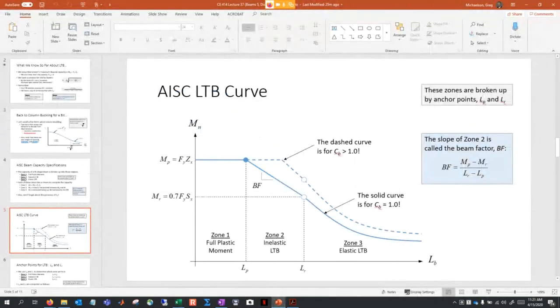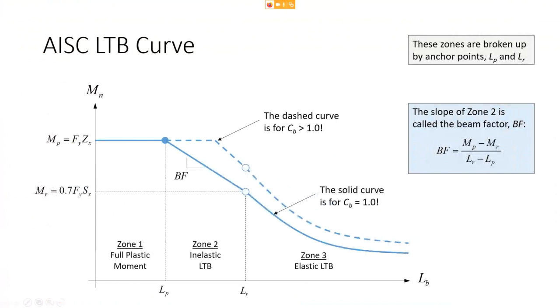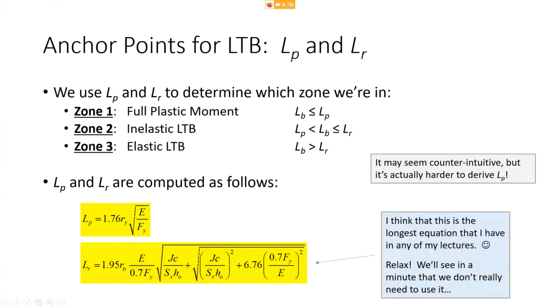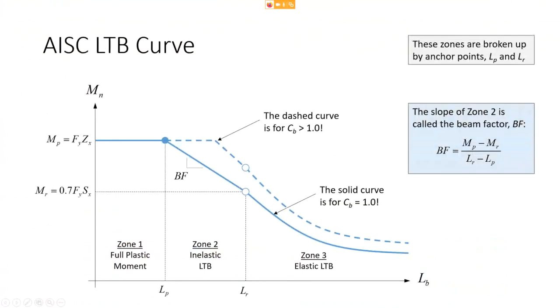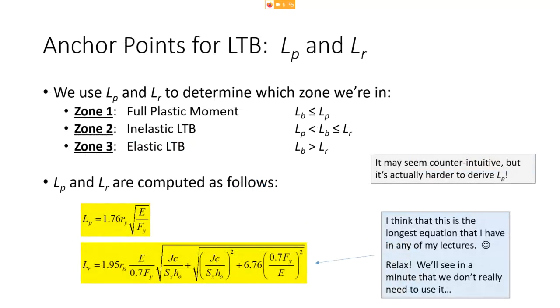Now let me go back to the slideshow, and let me just start going through the equations. Again, you determine whether you're in zone 1, zone 2, or zone 3 by these anchor points, these LP and LR terms. With zone 1, your unbraced length is less than LP. Zone 2, you're between LP and LR. And zone 3, you're bigger than LR. Now, here are the expressions for LP and LR.